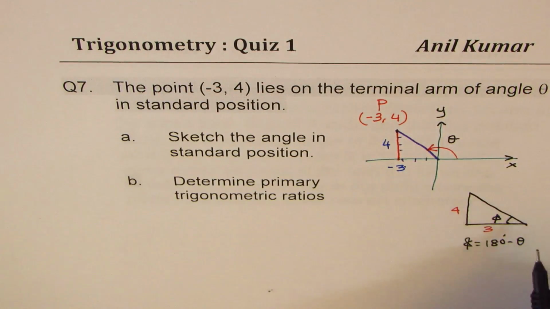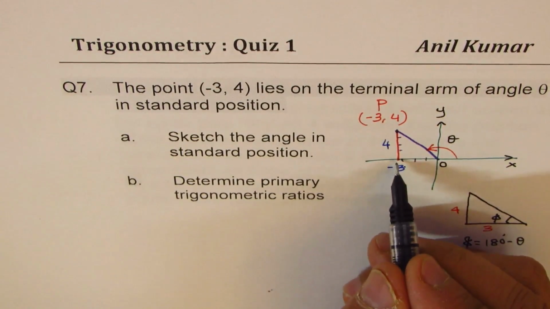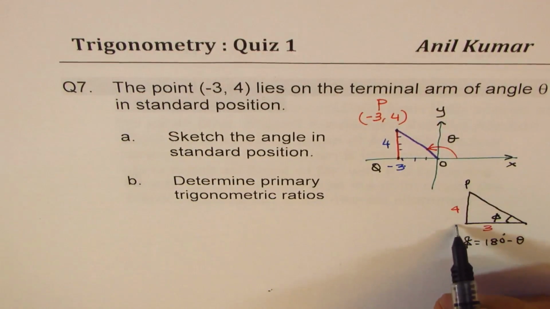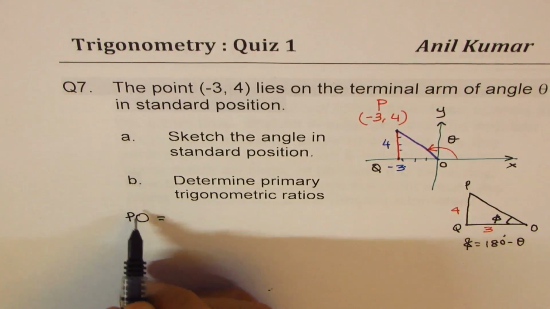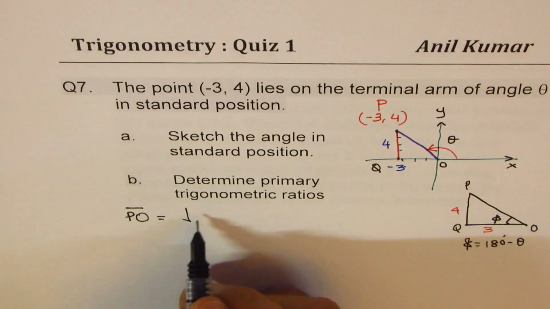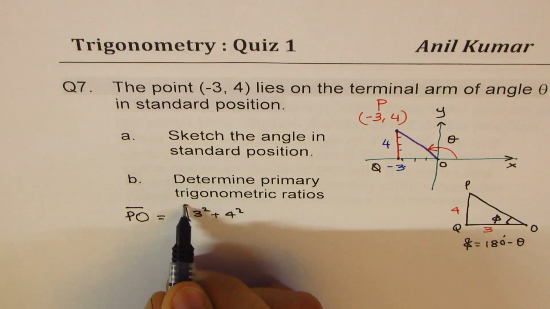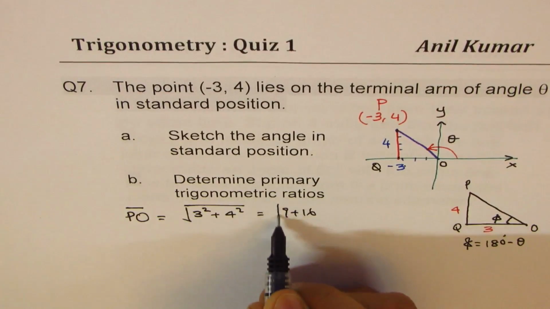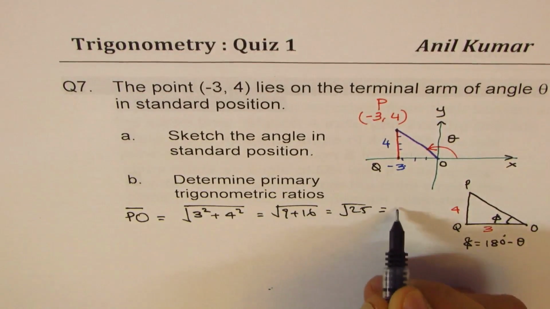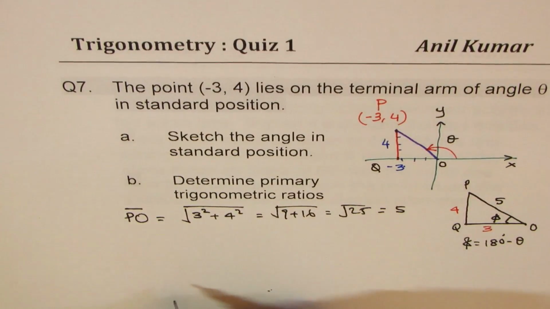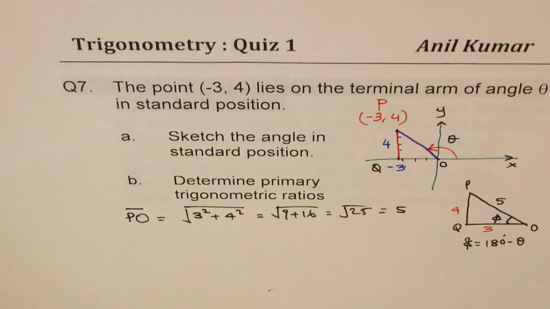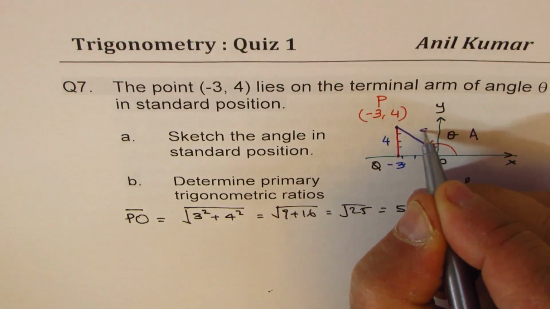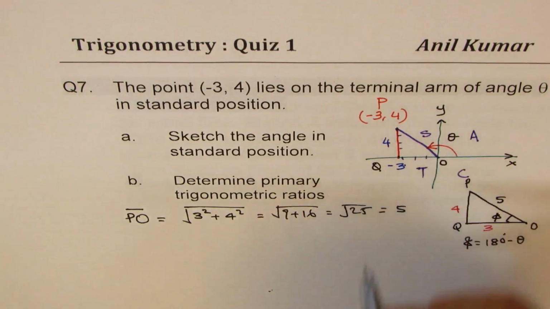Now, let me say this point is O, this is P, and we'll call this point Q. So we have PQ and O. What is PO equal to? PO is equal to the square root of 3 squared plus 4 squared, which is 9 plus 16, the square root of 25, or 5. So we know this side is 5. Now you should remember that in this quadrant only sine is positive, correct? In the first quadrant all are positive. Here sine is positive, then tan, and cos, right? That's the rule.